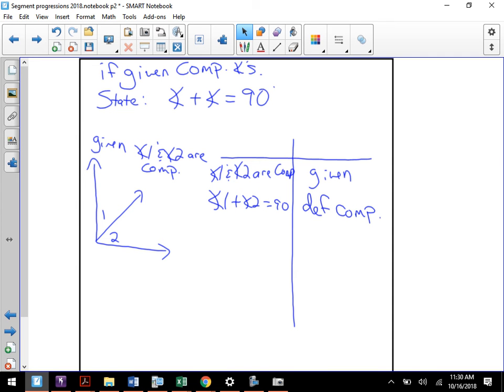So, what do you think will happen if you have supplementary? Same thing with supplementary, right? Well, what does supplementary add up to?